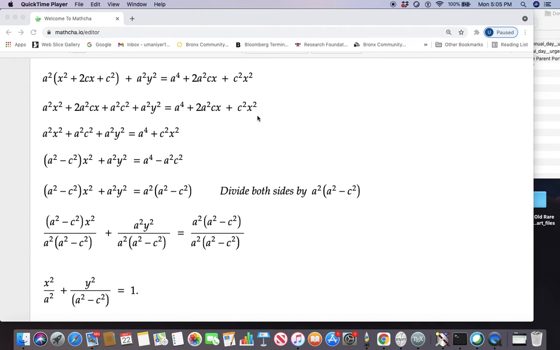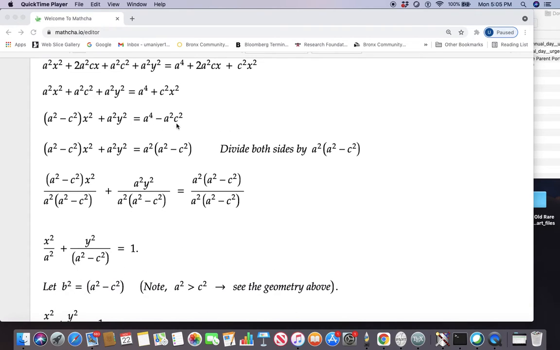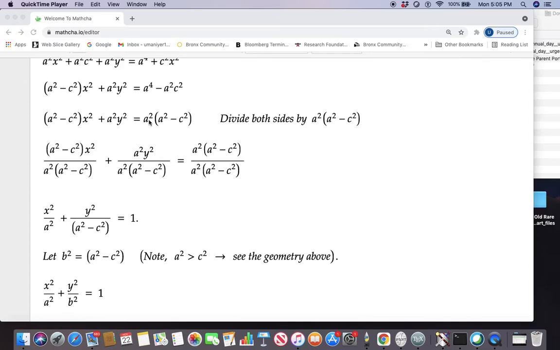Further open, distribute a squared, and you have an entire expression. By the way, 2a squared cx and 2a squared cx cancel. Now you have x squared terms, y squared, and a constant. So keep the x squared terms together: a squared x squared minus c squared x squared. Keep the y squared term on the left. Move the constant to the other side: a to the fourth minus a squared c squared. Notice you can factor a squared out. Here everything is the same. Divide both sides by a squared times (a squared minus c squared).